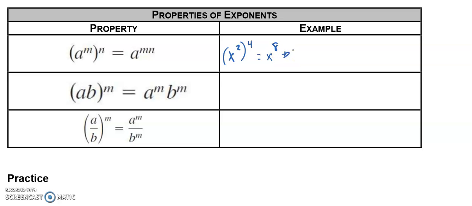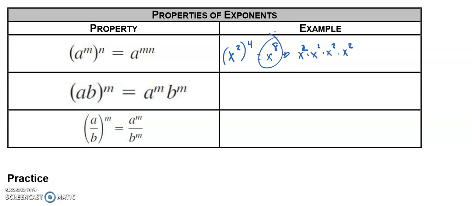One way to think about that is it's x squared times itself 4 times. So it's x squared times x squared times x squared times x squared. And in the previous video, we learned that when we're multiplying bases that are the same, we add their exponents. So 2 plus 2 plus 2 plus 2 gets you right back to that x to the 8th power.